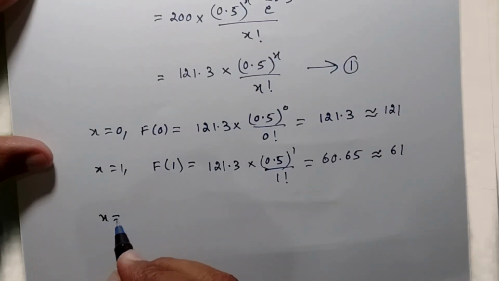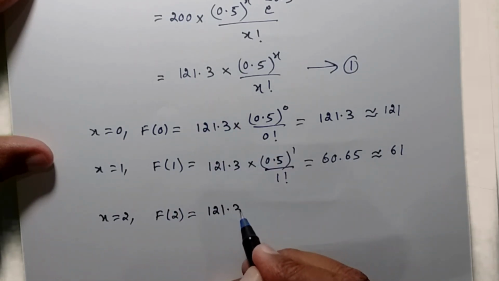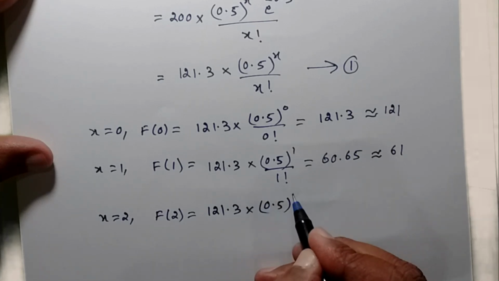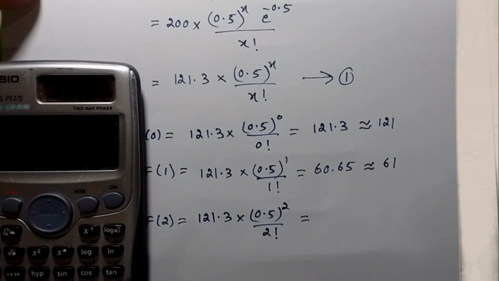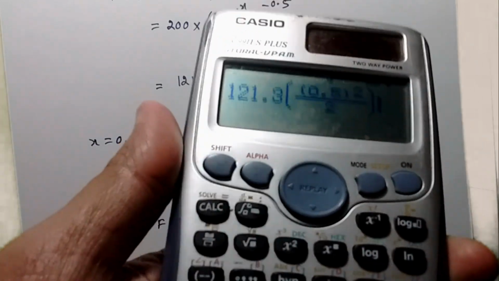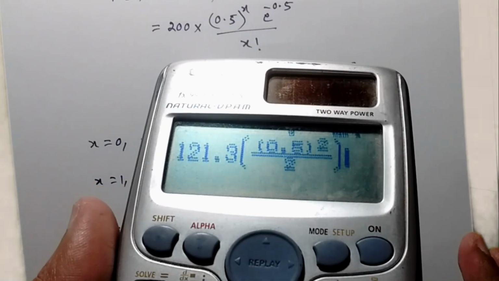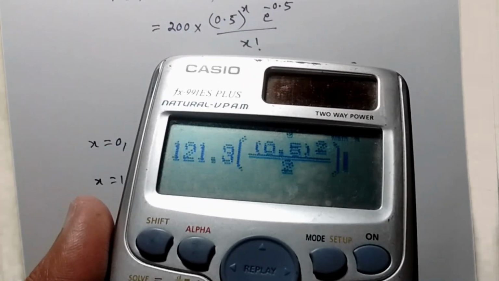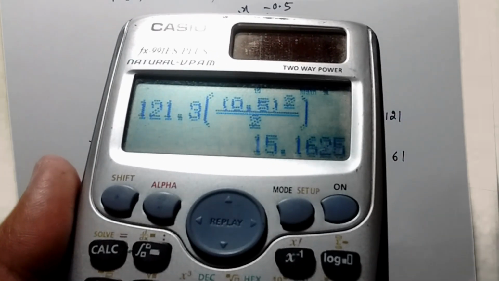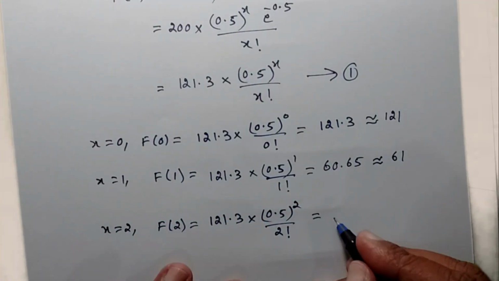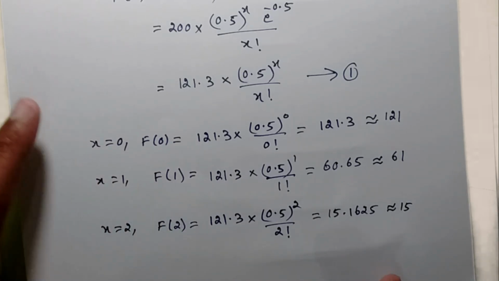Next, when x equals 2 you can calculate. f of 2 equals 121.3 into 0.5 to the power of 2 divided by 2 factorial. Once again you can simplify this one. I have typed it in there: 121.3 times 0.5 squared divided by 2 factorial, which is 2 itself. You can check it. You are getting a value of 15 point something. You get 15.1625, and if you approximate, its value will be 15 itself.